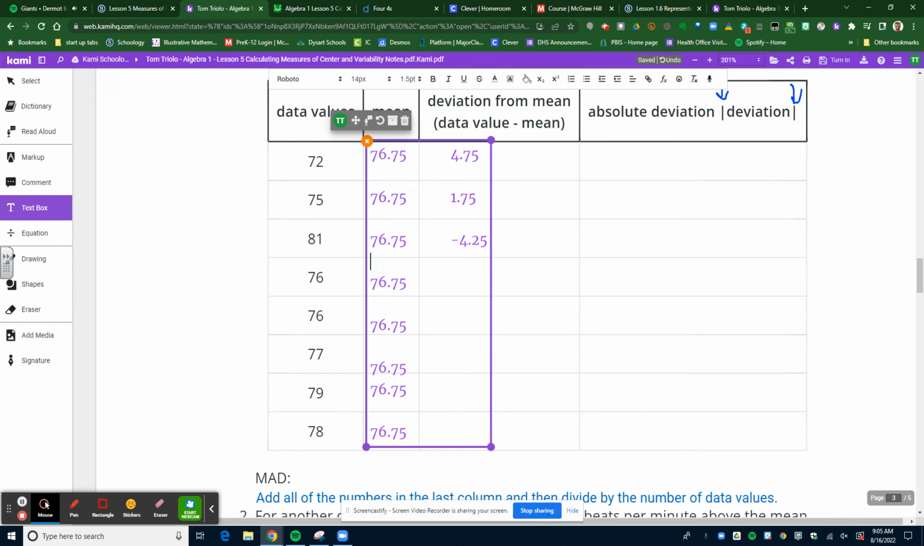So these next two aren't too bad. That's just negative 0.75 twice, because it's the same answer. You want to put the 0 in there, you can. I'm not going to be too picky about that. How far is $76.75 from $77? One measly little quarter. So this is just negative 0.25.